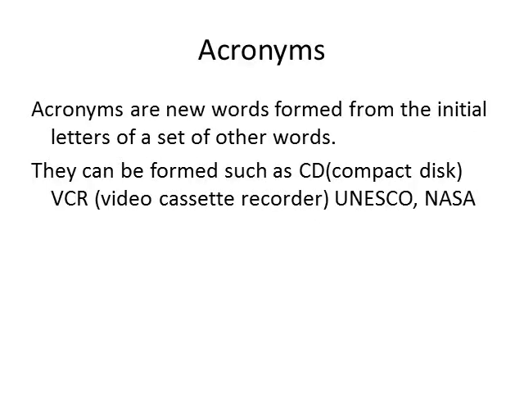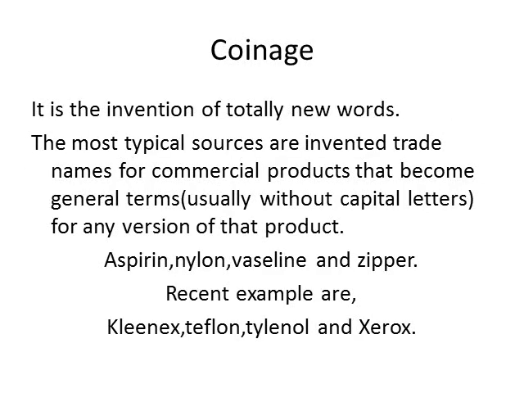So the other category is acronym. Acronyms are new words formed from the initial letters of a set of other words. They can be formed such as compact disc, which is known as CD, VCR, video cassette recorder, and UNESCO and NASA. मीन्स जहाँ पर हम वर्ड्स को उनके हर एक इनिशियल लेटर्स की बेस पर रिकॉल करते हैं, प्रोनाउंस करते हैं, तो वो हमारे पास एक्रोनिम बन जाते हैं.